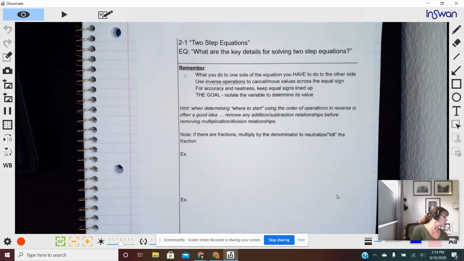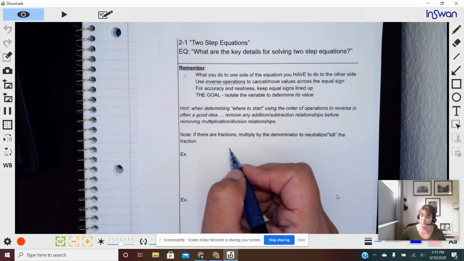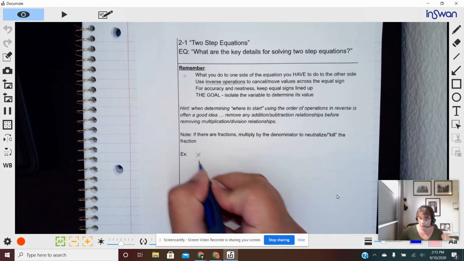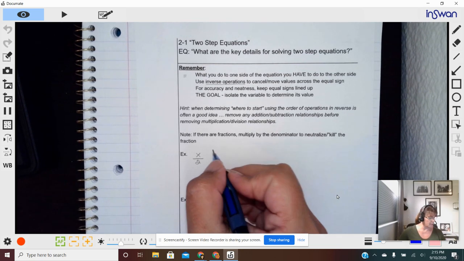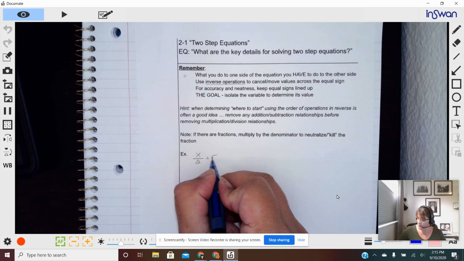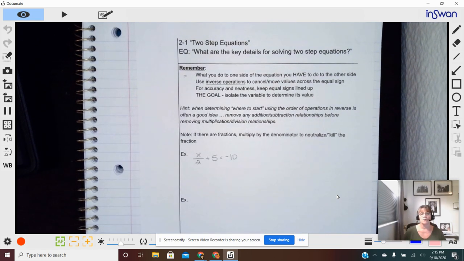So I want to get started with two examples. One is purposely going to have a fraction in it because I know that we need help there. And the other is a word problem because I know we need help there. So on the first equation, what seems like a very simple equation: x divided by 2, because that's all a fraction has ever been, plus 5 equals negative 10.